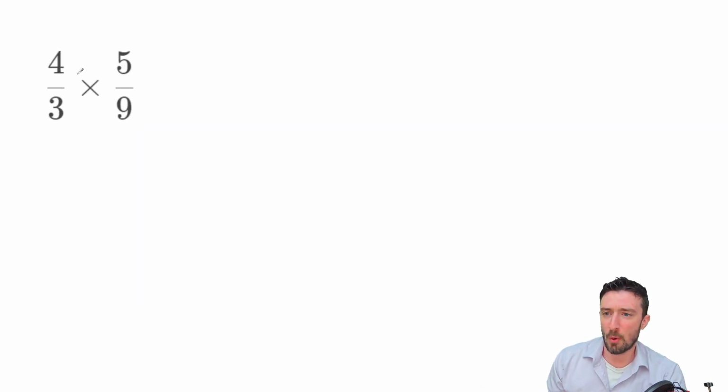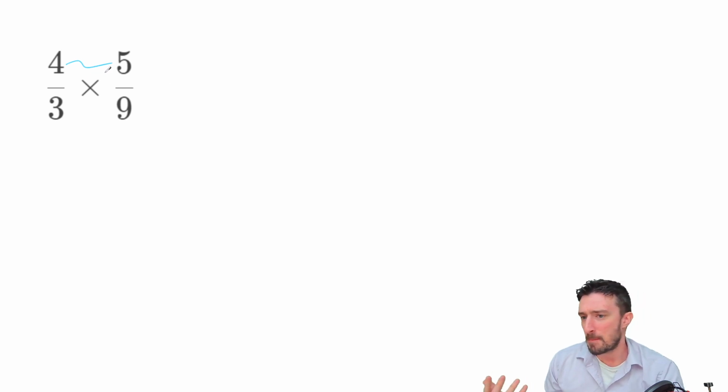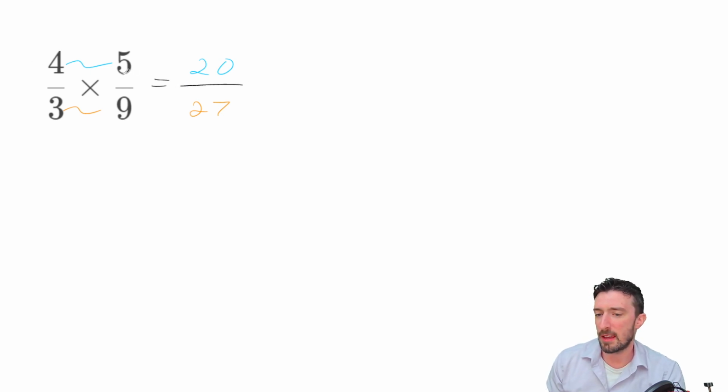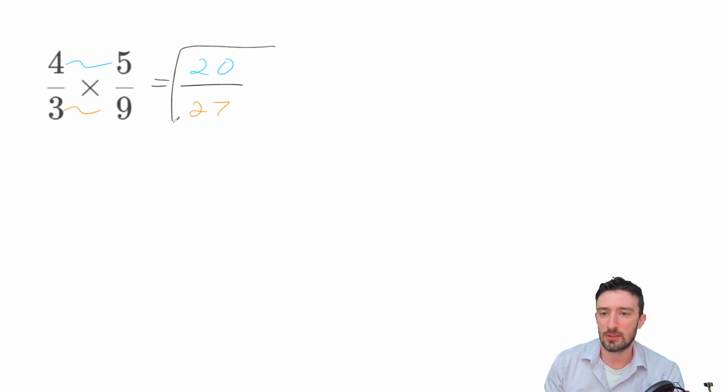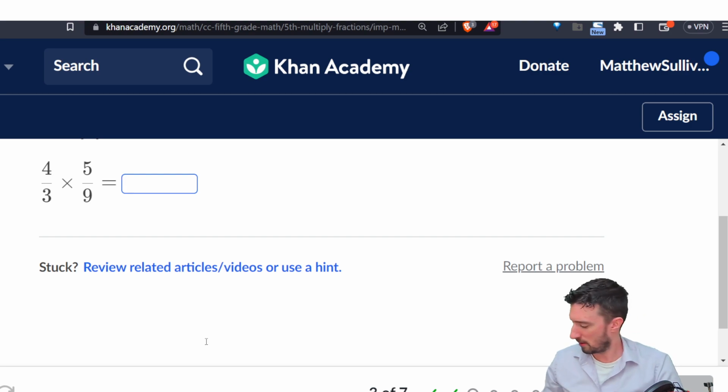All right, so we got 4 times 5. That's 20. On the bottom, we got 27. Now, could I have crossed out anything at the beginning? No, I couldn't. So in this case, we're just going to stick with 20 over 27. Let's throw that in there.